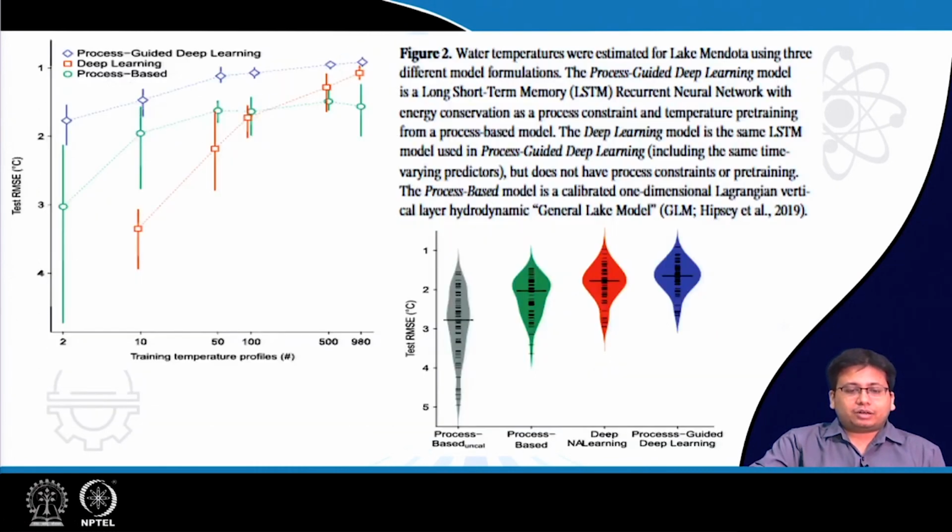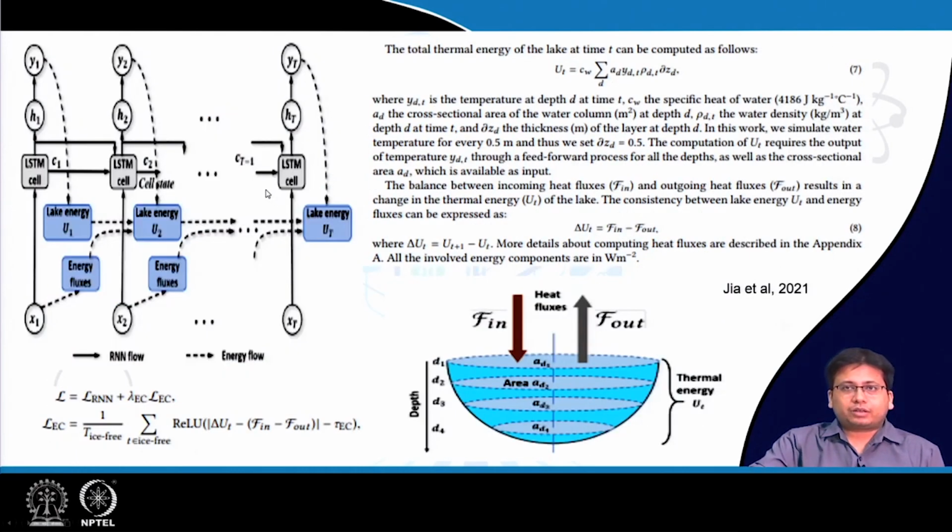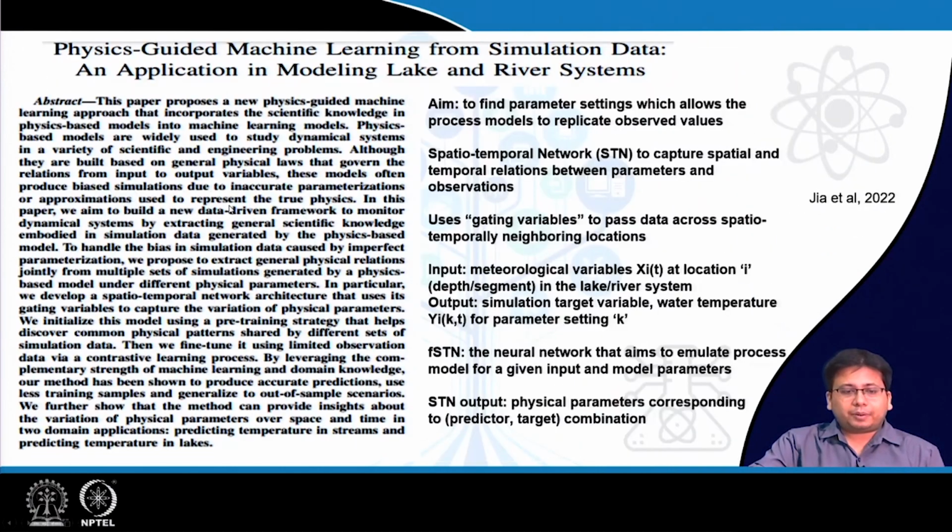The aim of the first two papers is to emulate the physics based model, which is the general lake model. And the aim of the third paper is to provide the optimal values of the parameters to this model so that it can perform well. The second paper shows that it is able to outperform the general lake model, while the third paper discusses a way in which the general lake model can receive its parameters so that it will be able to perform better.